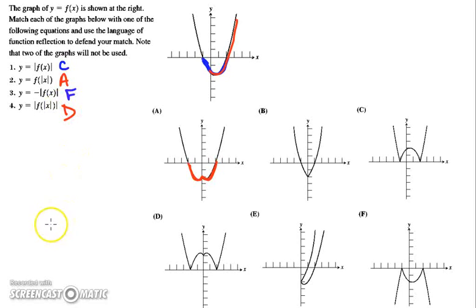So when we take the absolute value of a function, remember we've got to take the y values and make them positive. If you take the absolute value of your independent variable, we want to replace everything that was to the left of the y-axis with a reflection of everything that was to the right of the y-axis. So that's going to do it for this video. We'll see you in the next one.